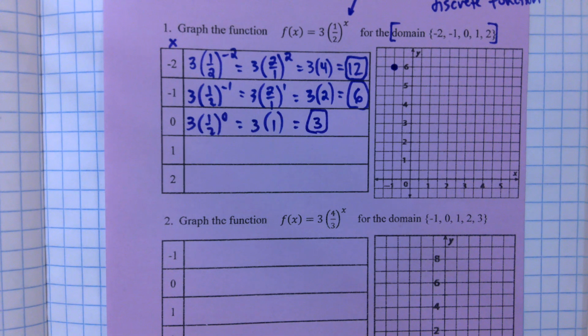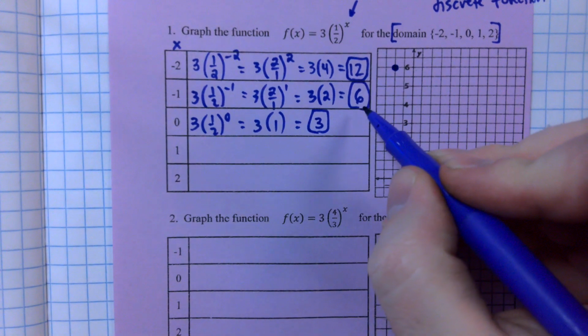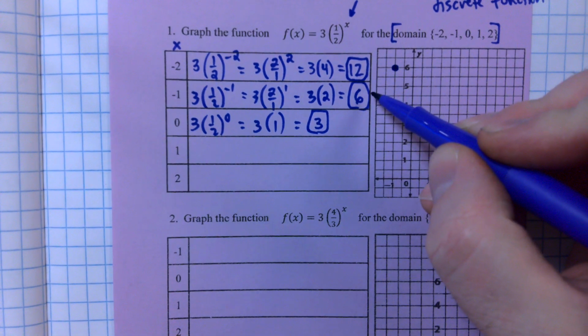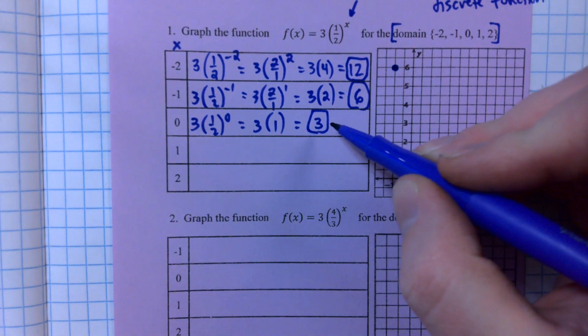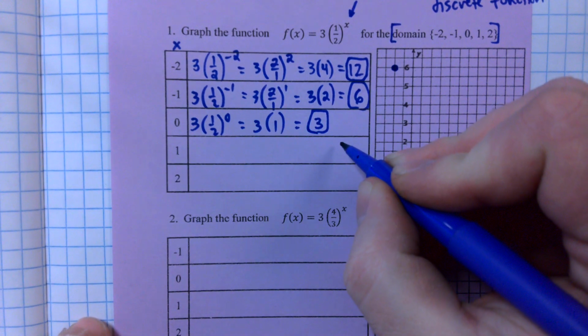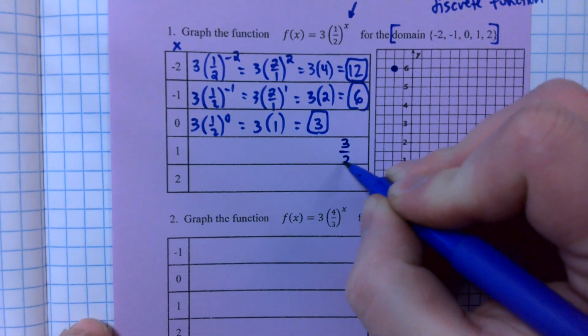What do we notice right away about my 3 outputs so far? Are they getting bigger or smaller? Christian? Smaller. How much smaller are they getting? By 3? 12 divided by 3 is 6? They're getting divided by 2. Half of 12 is 6. Half of 6 is 3. What do you think my next output's going to be? A fraction. What fraction? 3 over 2.